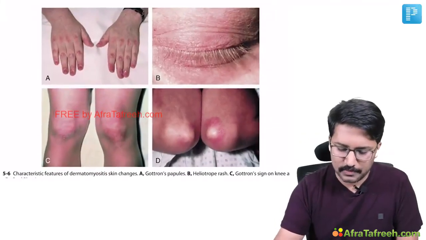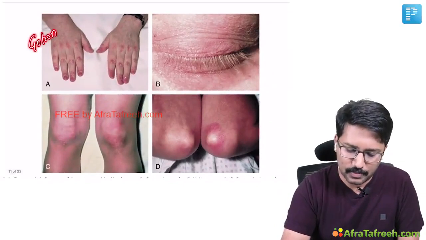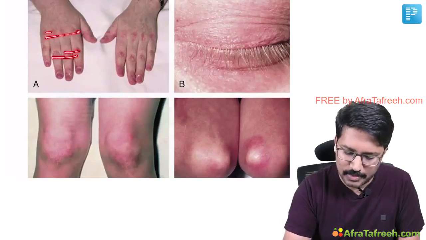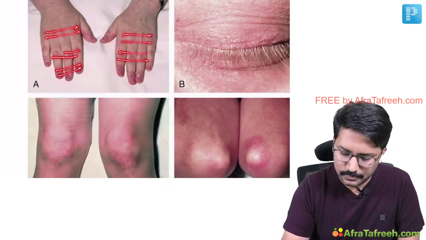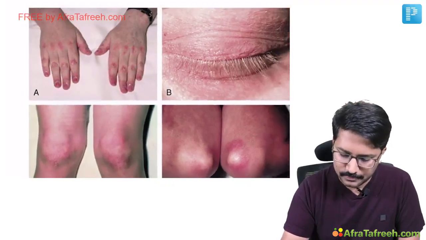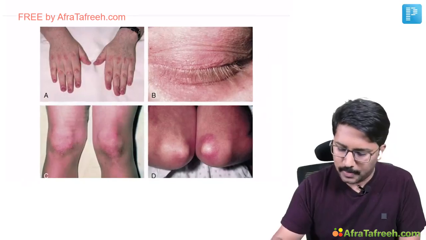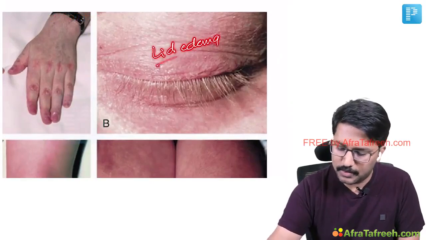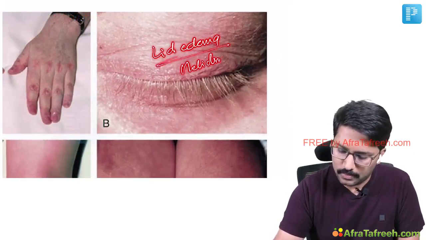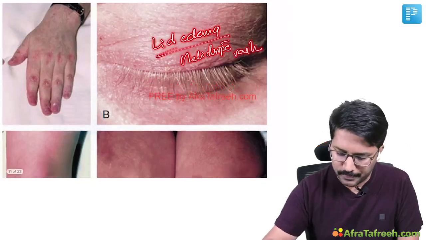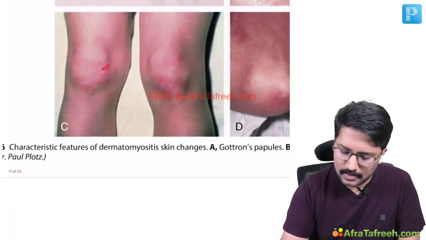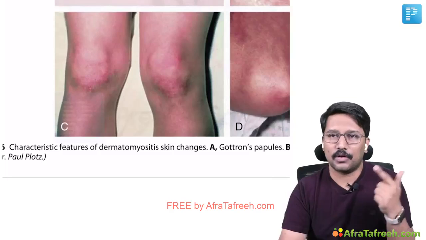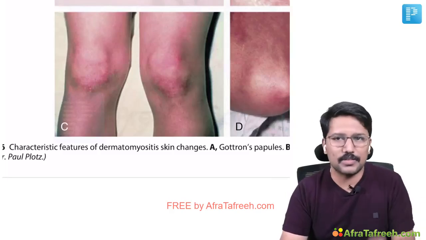What we appreciate in this image is, the first image is obviously a typical Gottron's papule, right? You can notice it is mainly on the interphalangeal joints and metacarpophalangeal joints. It is not affecting the phalanges, right? In the second image, we can see the lid edema, which is the early manifestation of heliotrope rash, right? Okay. What we see in the third image is a flat topped, slightly scaly rash on the knee. I was talking about this Gottron's rash or Gottron's sign. So this is one example.